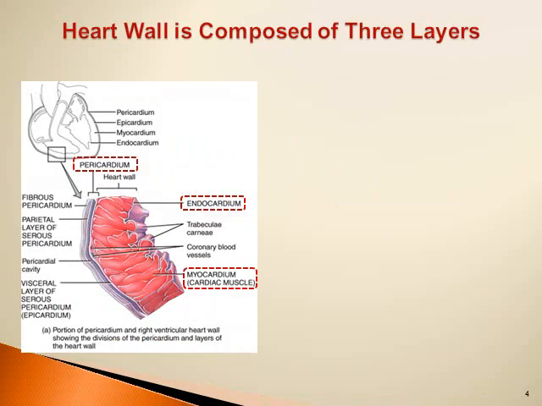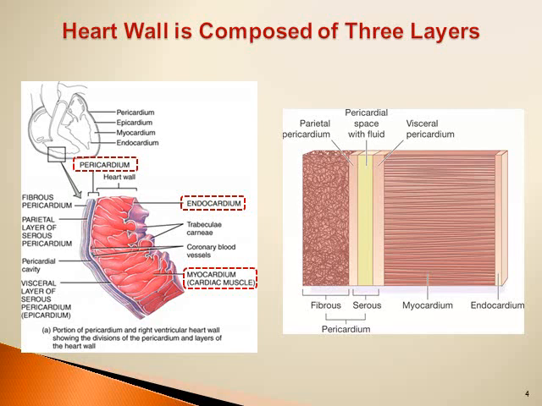The heart wall is composed of 3 layers. These 3 layers are, from inside to the outside, the endocardium, then the thick myocardium that contains the cardiac muscle cells, and then the pericardium. We can see here in this part of the figure or the slide the 3 layers clearly. We have an endocardium, which is a simple squamous epithelium, and then we have a thick myocardium, and then we have the pericardium, which is also a serous membrane that forms the visceral pericardium.